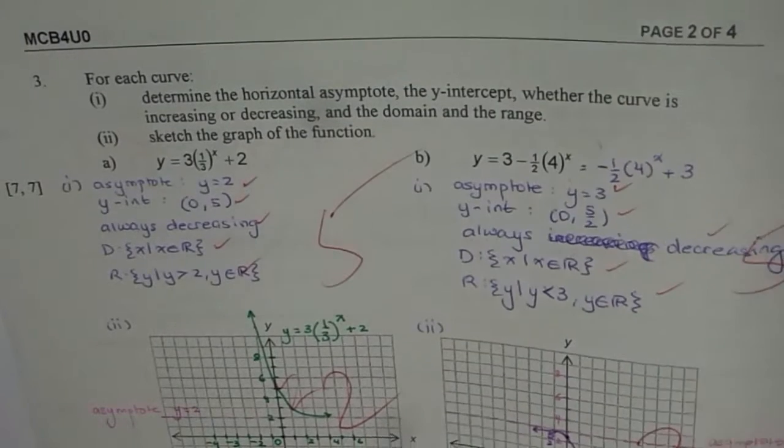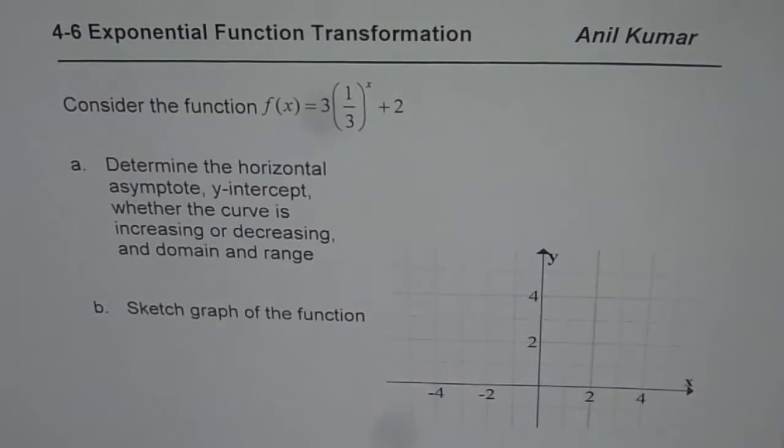Let's look into it in details. The question here is, consider the function f of x equals 3 times 1 over 3 to the power of x, plus 2. Determine the horizontal asymptote, y-intercept, whether the curve is increasing or decreasing, and domain and range. Sketch the graph of the function. I'd like you to pause the video, answer the question, and then look into my suggestion.